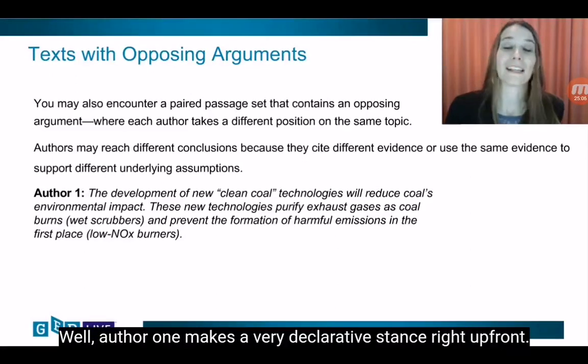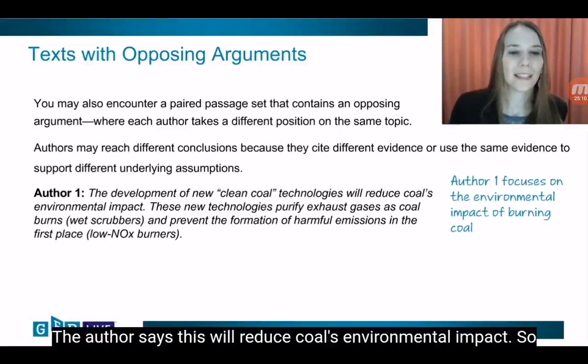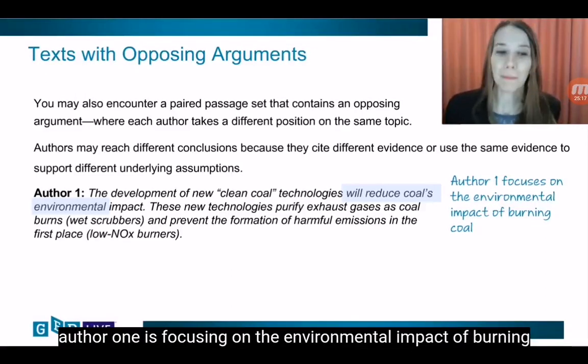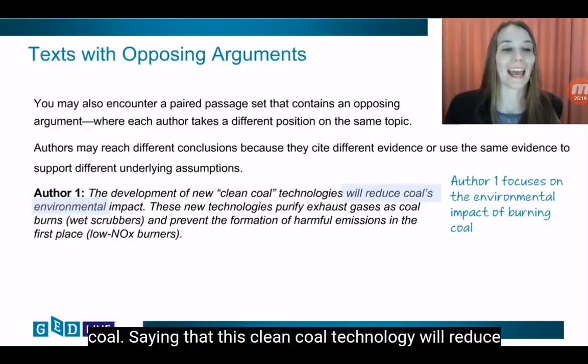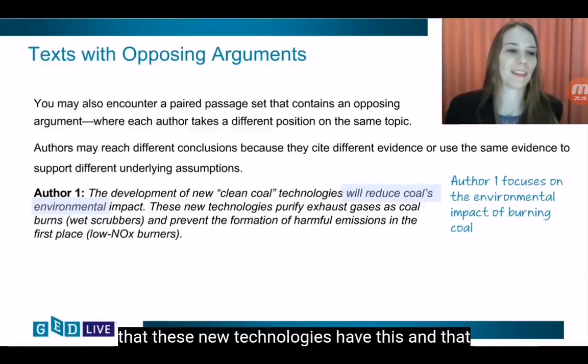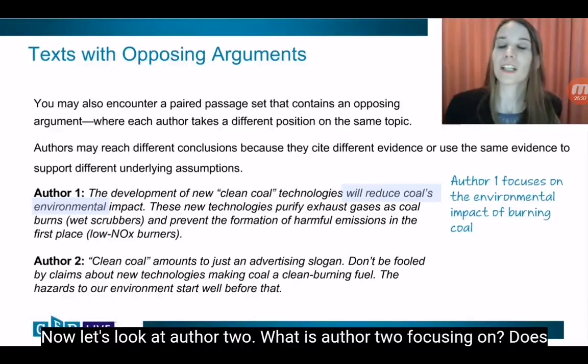Well, author one makes a very declarative stance right up front. The author says this will reduce coal's environmental impact. So author one is focusing on the environmental impact of burning coal, saying that this clean coal technology will reduce the environmental impact, and then provides some reasons why, that these new technologies have this and that effect, which will support this particular claim. Now let's look at author two.